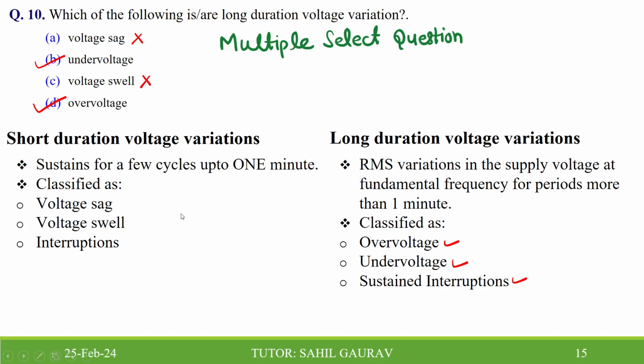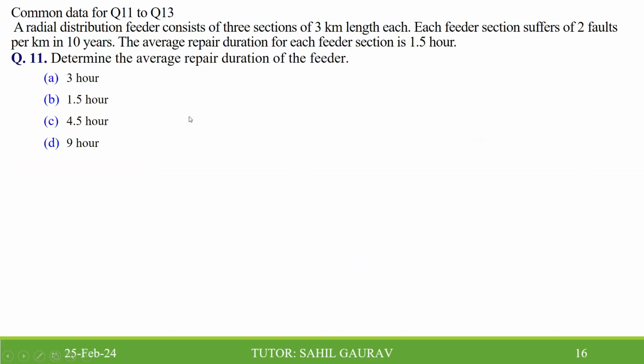So now moving to the next problem. Here, this is common data for question 11 to question 13. In this problem you have a radial distribution feeder having three sections, 3 km per length. Each feeder section suffers two faults per kilometer in 10 years, and the average repair duration for each feeder section is 1.5 hour. Determine the average repair duration of the feeder. So just find out. I am just coming in 2 minutes. Sorry guys.